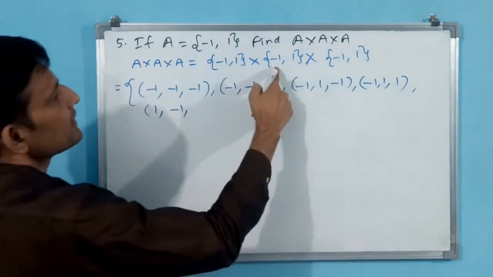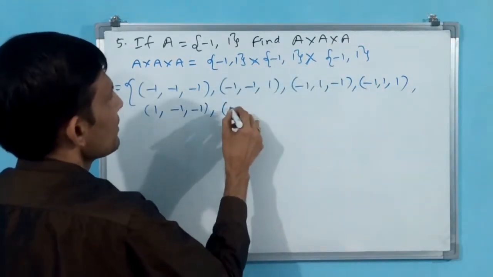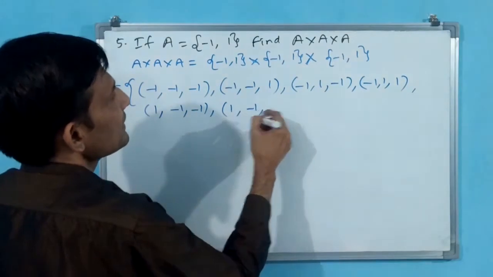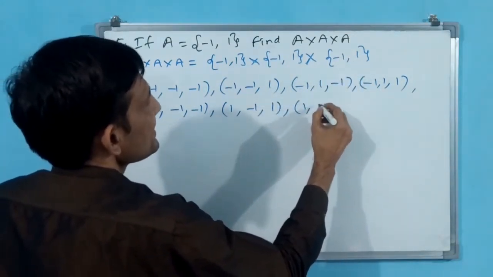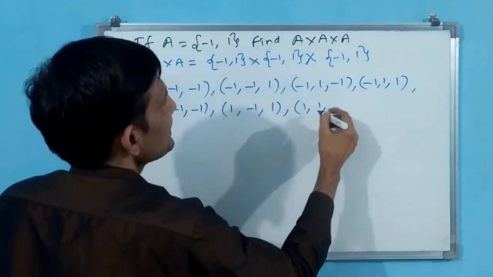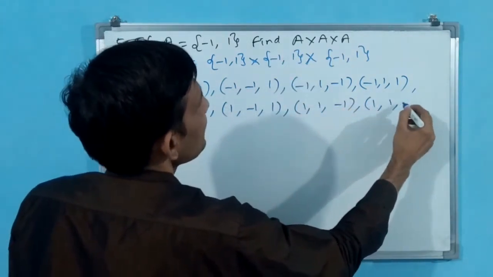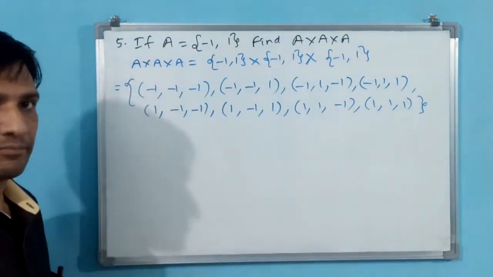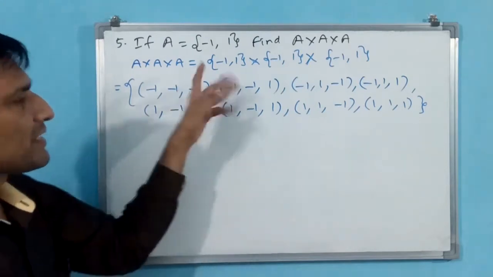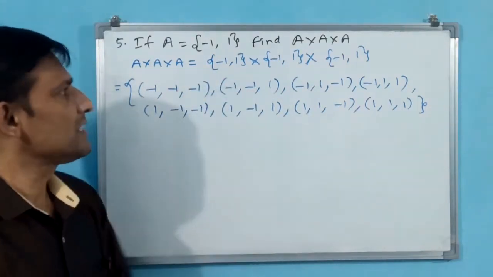Then you have to come to 1, minus 1, minus 1, minus 1 comma 1, minus 1, 1 comma 1, this time 1, minus 1 comma 1, 1, 1. Close. This is the answer. Okay, rather than minus 1, 1 he would have given 2 or whatever it may be. See, this is the answer.